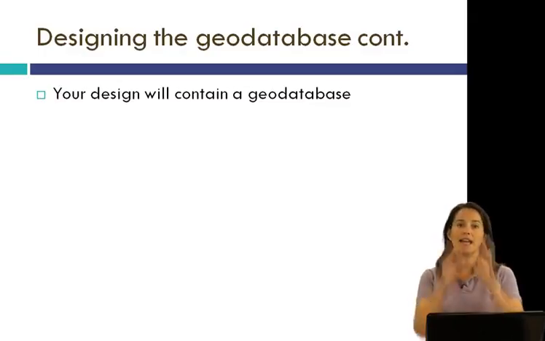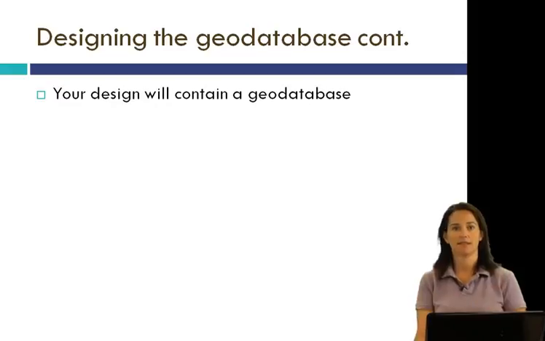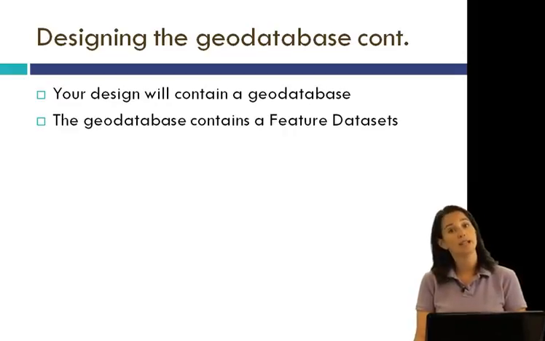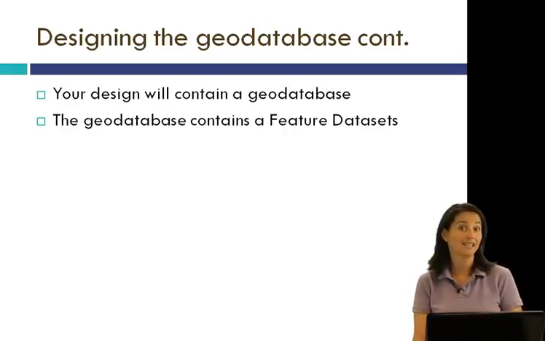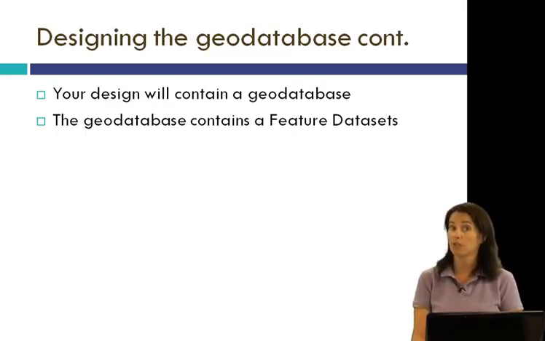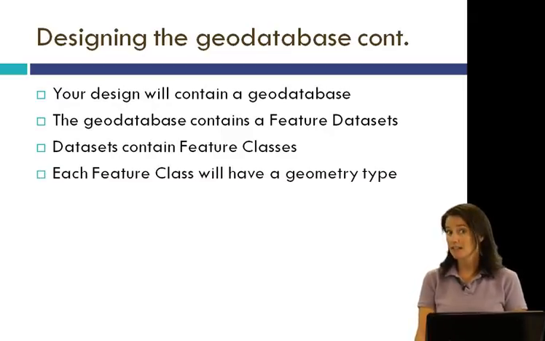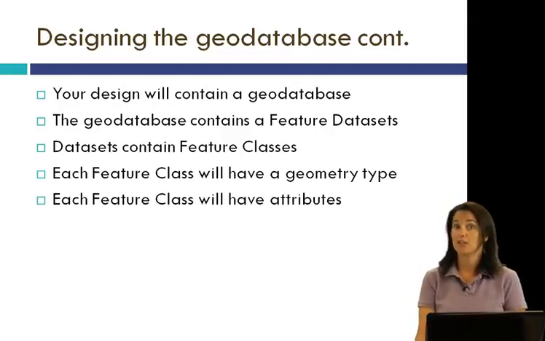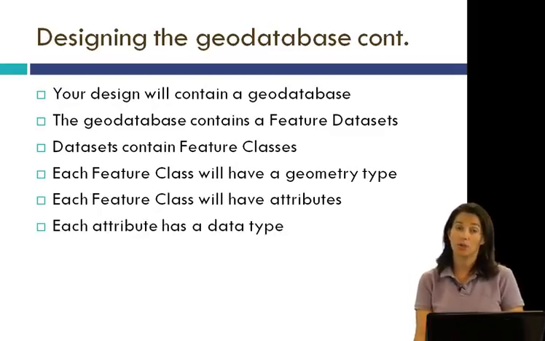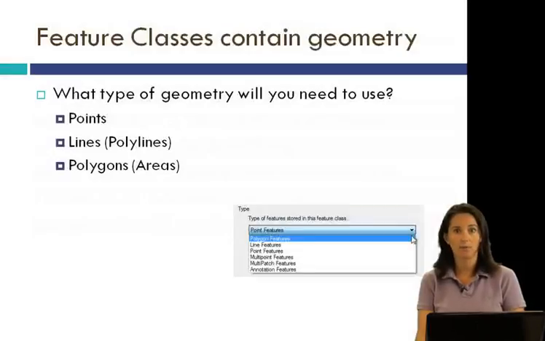So you will have a geodatabase. Your geodatabase will contain a feature data set, or it can contain multiple feature data sets. Data sets contain feature classes. Feature classes will have geometry types. Each feature class will also have attributes, and each attribute has a data type. So there's a lot going on here. Let's break it down a little bit more.